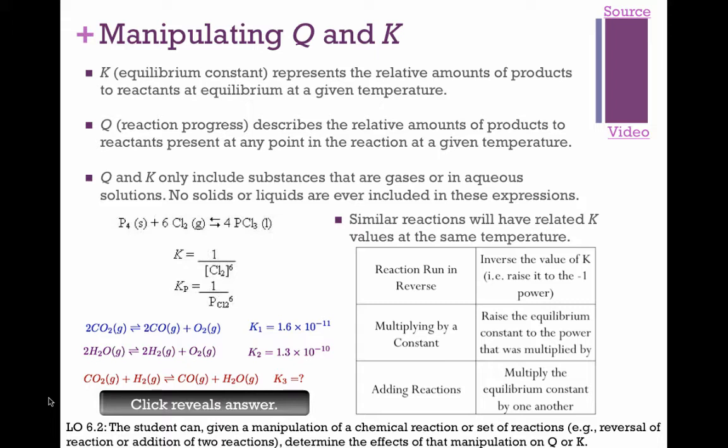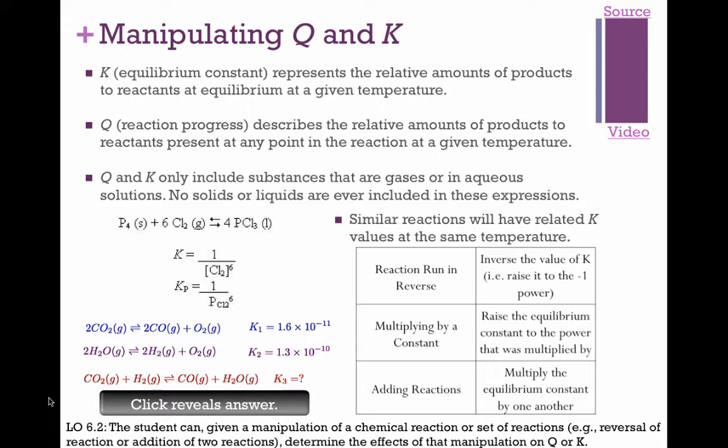K is at equilibrium. There's only one time when K changes: temperature. K never changes any other time unless you change temperature. When you're looking at any given time, that's Q. You can think of Q as reaction progress, the reaction quotient. Q is at any time in the reaction. And then you can compare Q to K, and we'll look at that. Like we said, Q and K only include gases and aqueous solutions, no solids or liquids because they're pure.